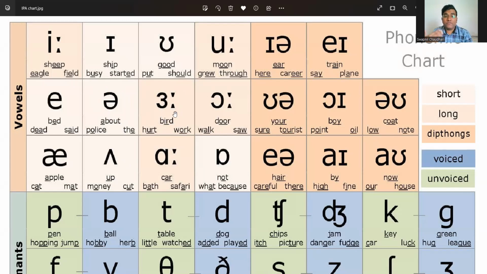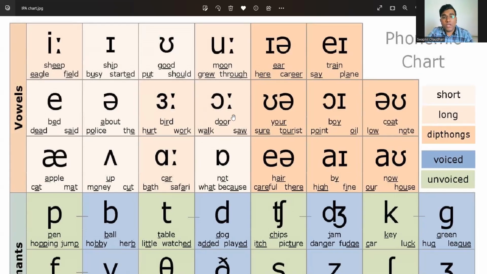So when I'm pronouncing it for you, I'm making it very significant. R, bird, hurt. However, the r sound is very subtle. Bird, hurt, work, r. Right? So this symbol, numeric 3 with a colon sign, it represents the r sound.